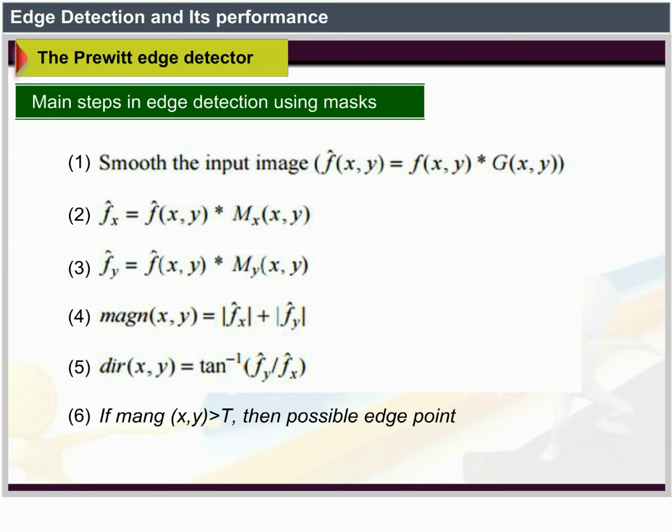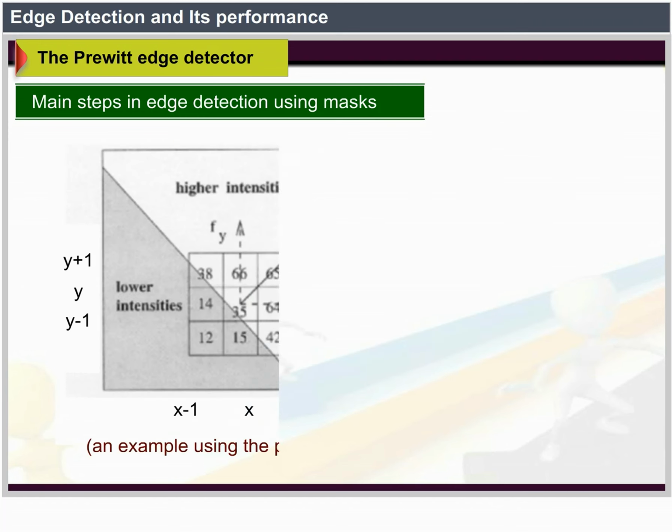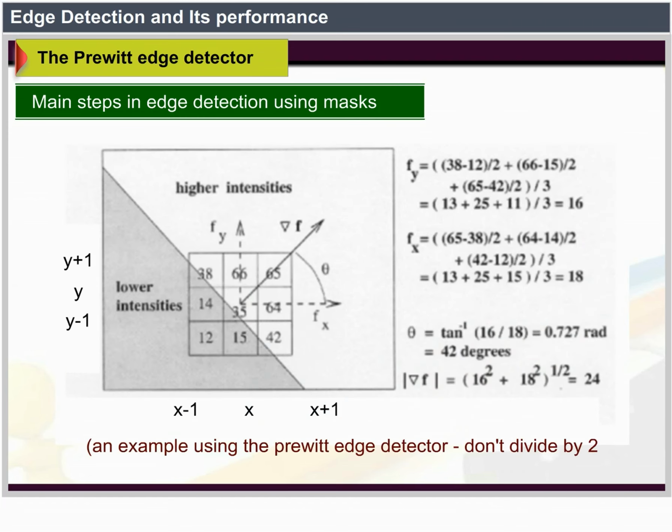Step 5. Direction of x, y equals tan to the power of -1 of f cap y by f cap x. If magnitude of x, y is greater than t, then the possible edge point can be computed as shown on the screen. A comparison of various edge detectors without filtering can now be seen.